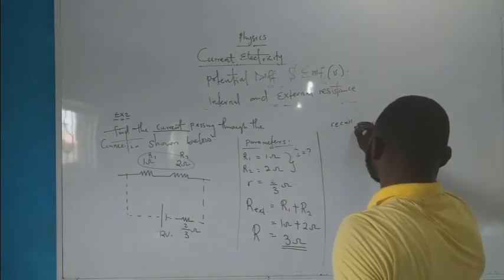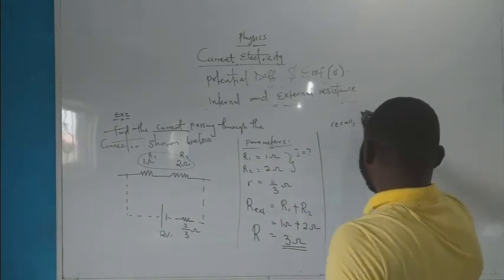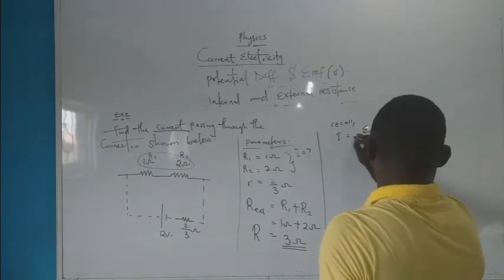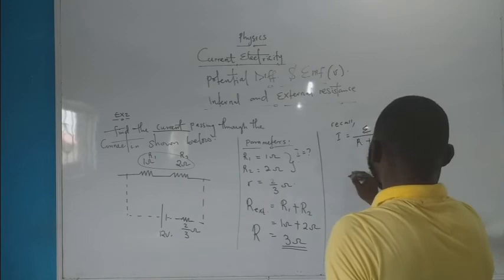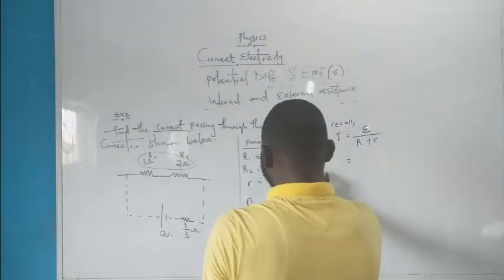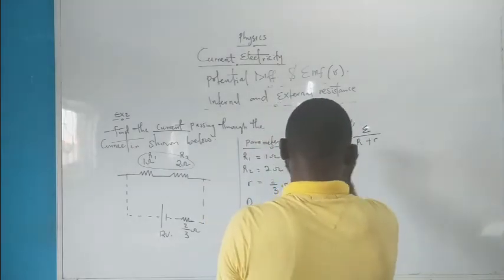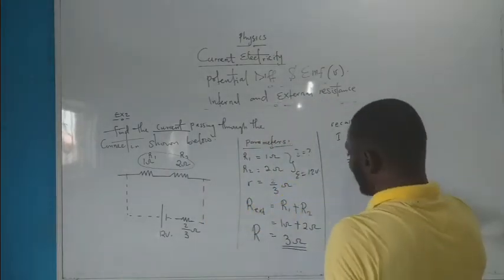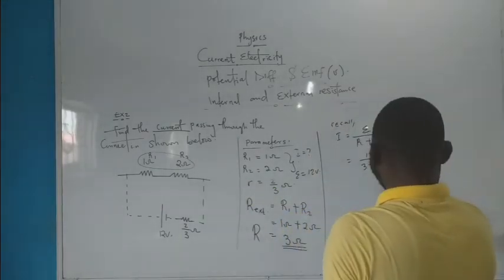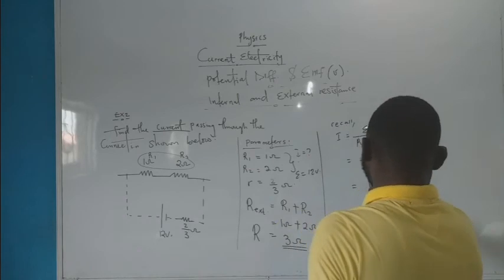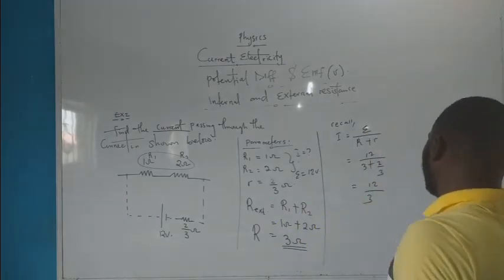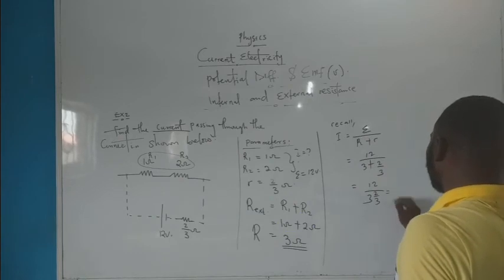Recall, very important, write down the formula: I equals electromotive force upon R plus r, where E is the electromotive force. E is given as 12 volts. So that will be 12 upon 3 plus 2 upon 3.